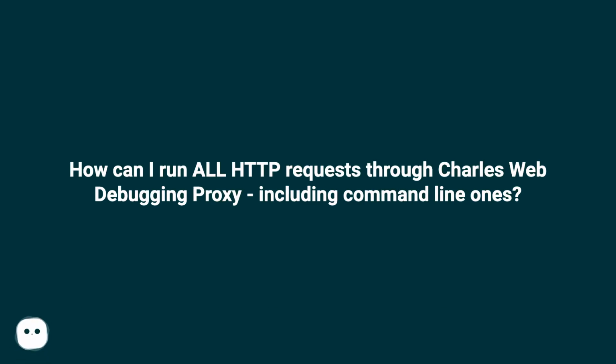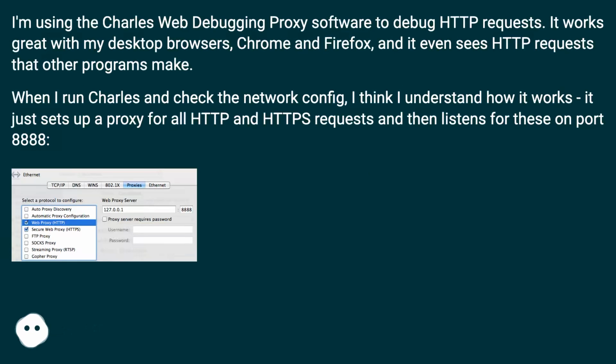How can I run all HTTP requests through Charles Web Debugging Proxy, including command line ones? I'm using the Charles Web Debugging Proxy software to debug HTTP requests. It works great with my desktop browsers, Chrome and Firefox, and it even sees HTTP requests that other programs make.